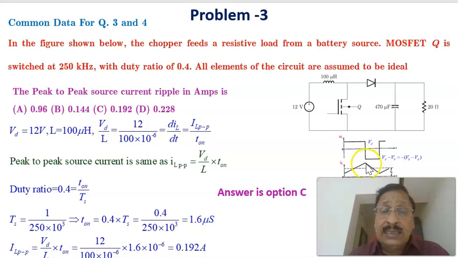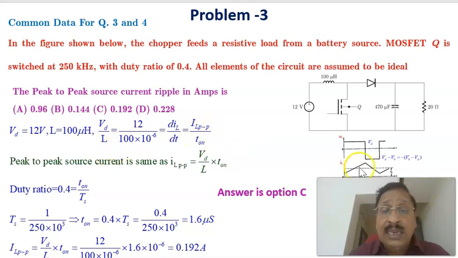Therefore, what is the peak current? That is the question. In order to find out, input voltage equals 12 volts and inductance equals 100 microhenries. Now, the rate at which the current is building up, because VL equals L di by dt, or di by dt is given by VL by L, and VL is nothing but the input voltage Vd. So Vd divided by L is the rate at which the current is building up, which is equal to 12 divided by 100 into 10 raised to minus 6.